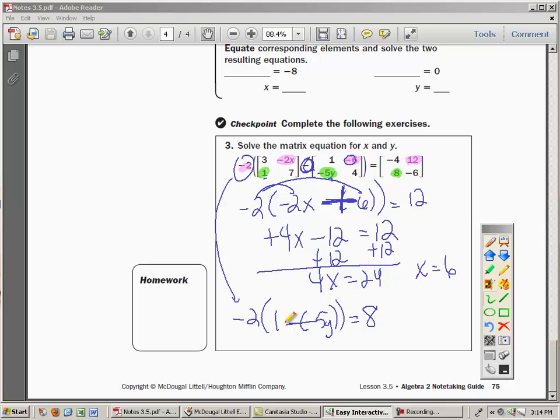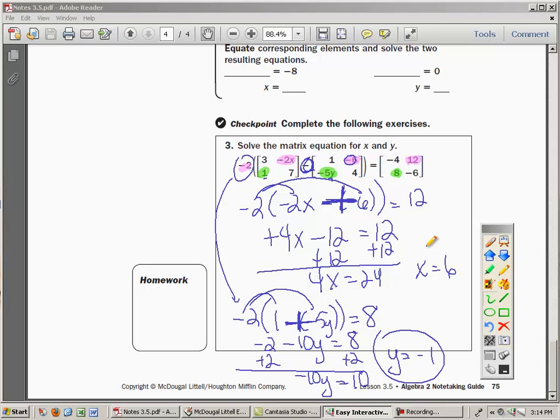Once again, simplify your signs. Minus a minus is a big old plus. Distribute. This is negative 2 minus 10y is equal to positive 8. From there, we're going to add 2 to both sides. Negative 10y is equal to positive 10, and you get y equals negative 1. So those are the values of x and y. And that concludes our lesson.